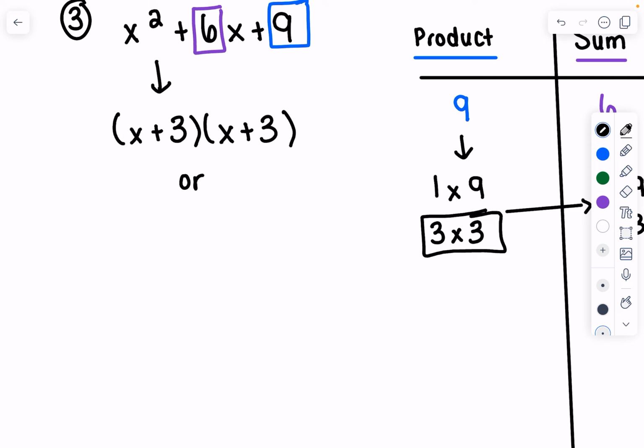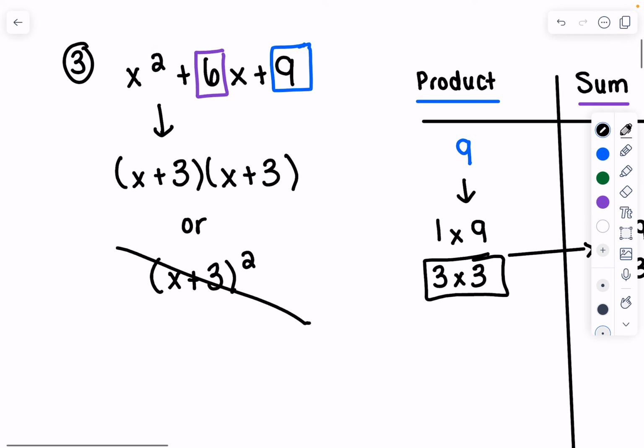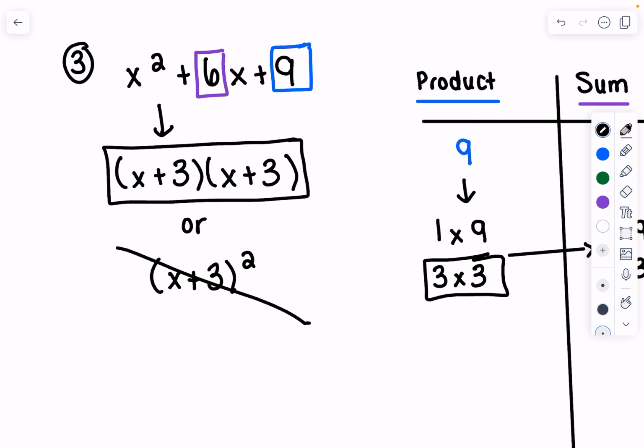So hopefully you've made it to the end of this video. When you have the same thing twice, so like x times x, what do you do? Well, you usually throw it to the exponent of 2. Another way that you could write this is x plus 3 squared. If that doesn't make sense, disregard. Focus on your final answer being x plus 3 and x plus 3.